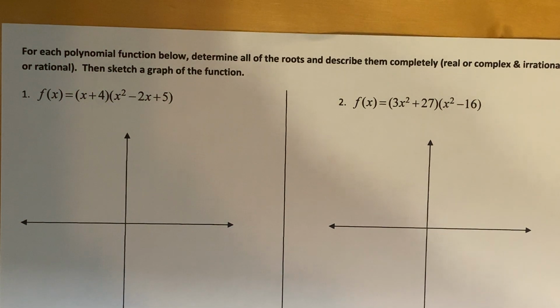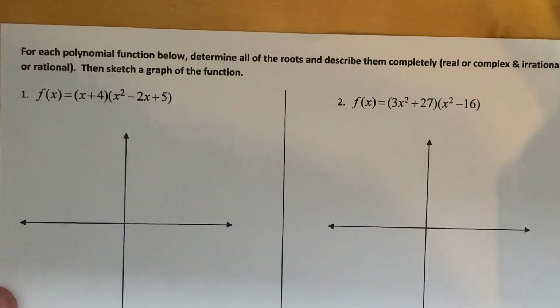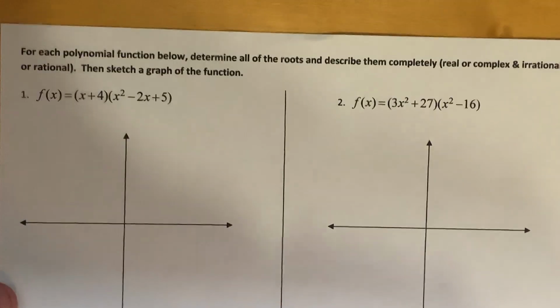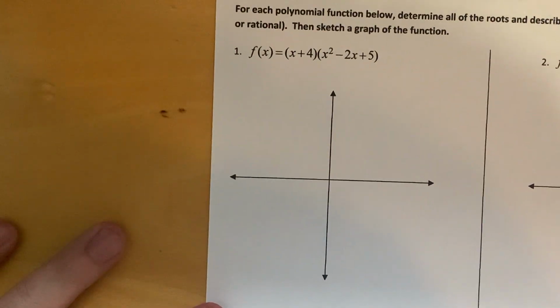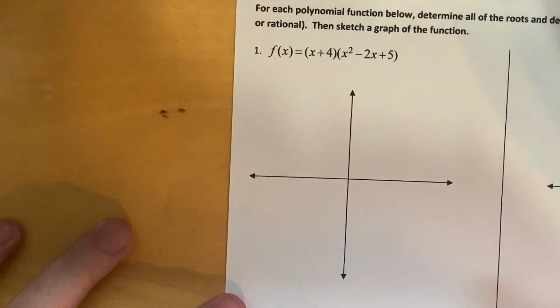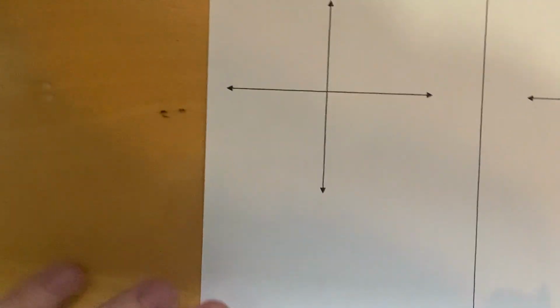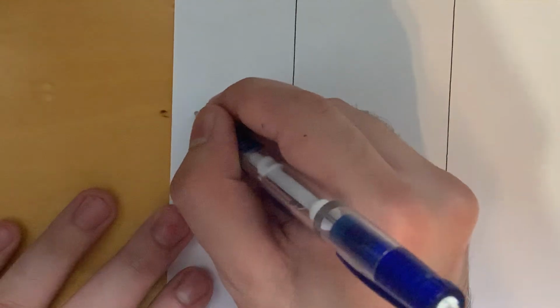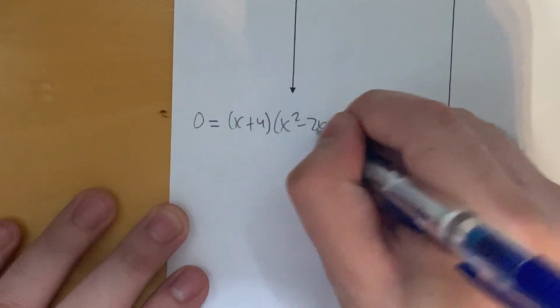Seems simple enough. So we're going to determine all the roots first. So let's start with number 1. I'll just read it out loud to begin with. F of x equals (x plus 4) times (x squared minus 2x plus 5). So we don't need to solve anything. We just need to find the real roots or complex roots of this function. So let's begin. I'm going to set it equal to 0. 0 equals (x plus 4) times (x squared minus 2x plus 5).